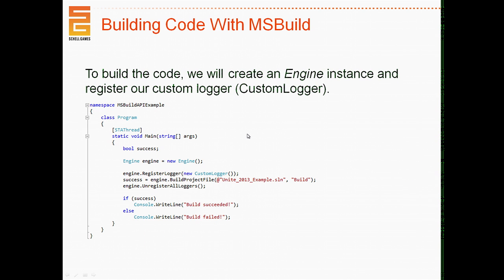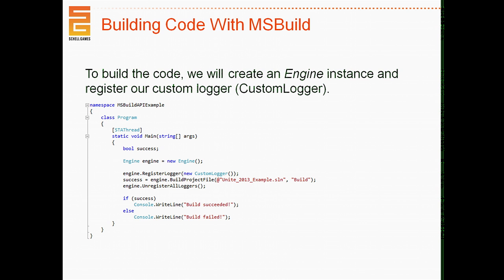So how do we embed the MSBuild engine into our project? First, we'll create an instance of the Engine class. Next, we'll register a logger. As you can see in my example, I registered the custom logger that we just created. Then we'll build the MSBuild project.